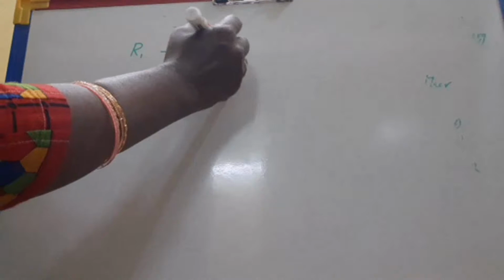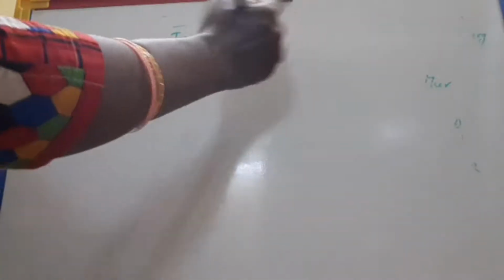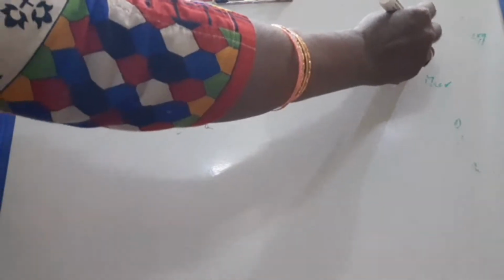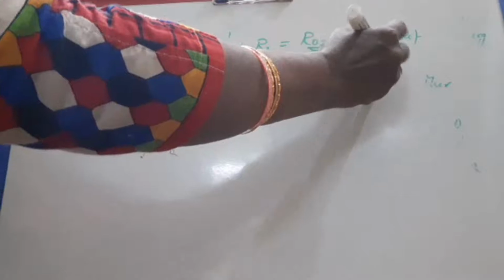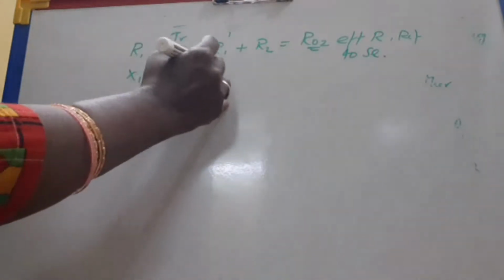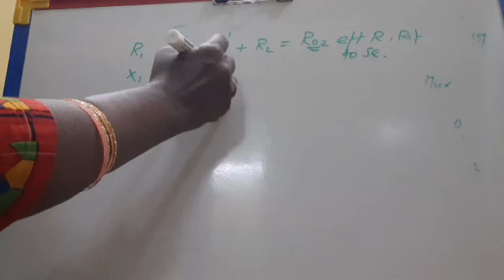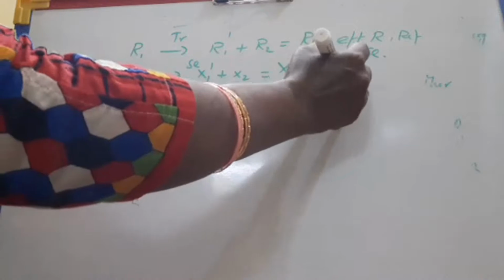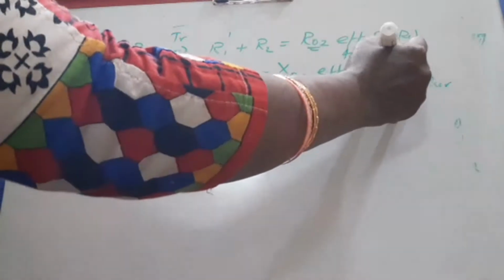Similarly, we transfer from primary to secondary also. The primary R1 is transferred to the secondary as R1 dash, already with R2. So R2 plus R1 dash gives R02, the equivalent or effective resistance referred to secondary. Similarly, X1 is transferred to the secondary, X1 dash, already with X2, gives X02, the effective reactance referred to secondary.